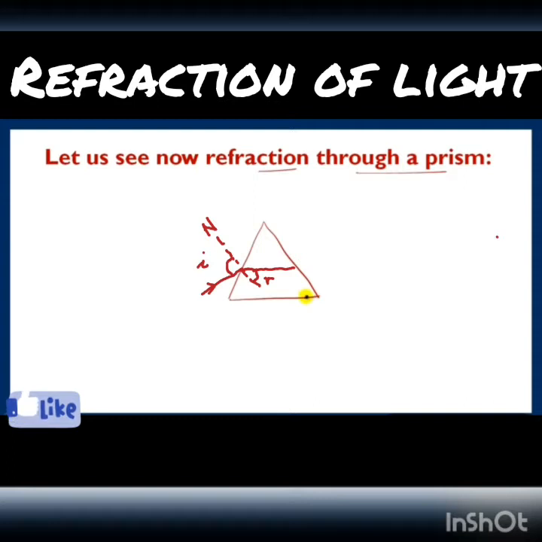Now again, when the ray comes out of the prism, again it gets refracted. The normal is perpendicular to the surface, and this is the angle of emergence.